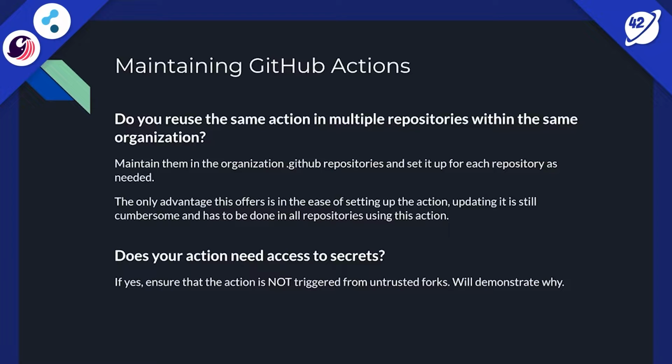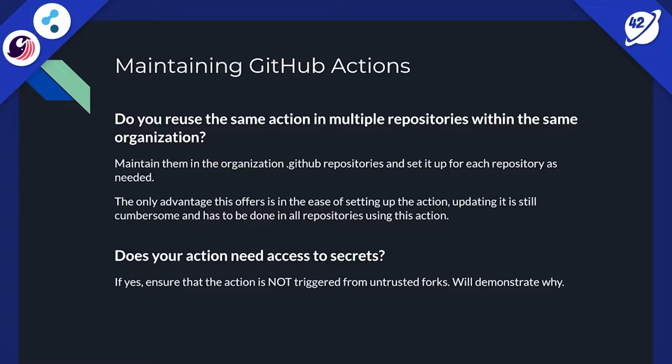Now, when we talk about maintaining GitHub Actions, I have a few questions that would help determine as to where or how you should maintain it. Do you reuse the same action for multiple repositories within the same GitHub organization? If the answer is yes, then you would want to store the action in the .github repository of that organization so that it's easy to set it up in the remaining repositories of the same organization. The only problem it solves is in ease of setting up the action in other repositories. But there is still a problem that it doesn't address, which is if the original action file, the YAML file changes, you would need to manually propagate the changes to all the repositories using the action.